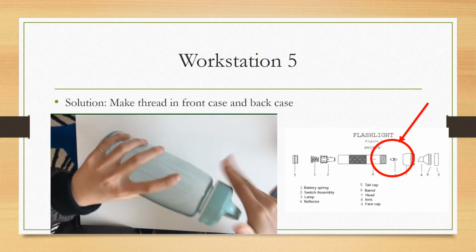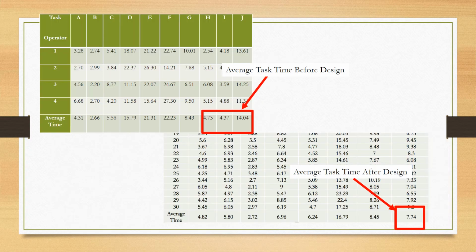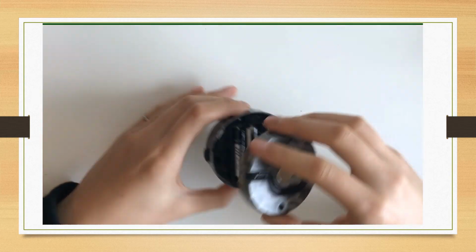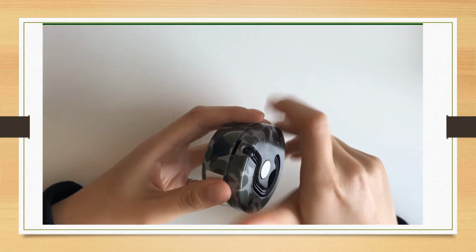So we adopted ideas from how to twist the cap of a water bottle and other flashlights. As we can see from the table, we required around 20 seconds to finish this workstation when we used 2 screws to secure the back case to the front case, but after the redesign we only need about 8 seconds. This video demonstrates how we twist the back case onto the front case.